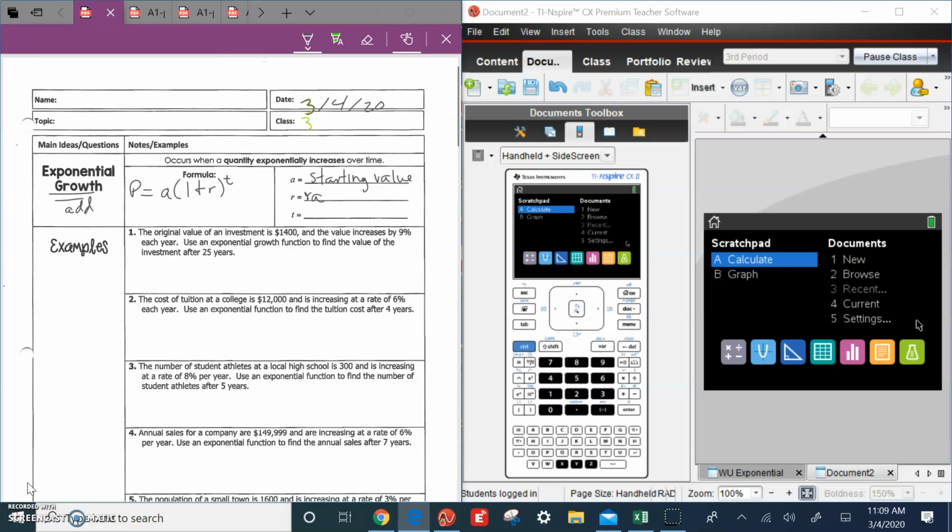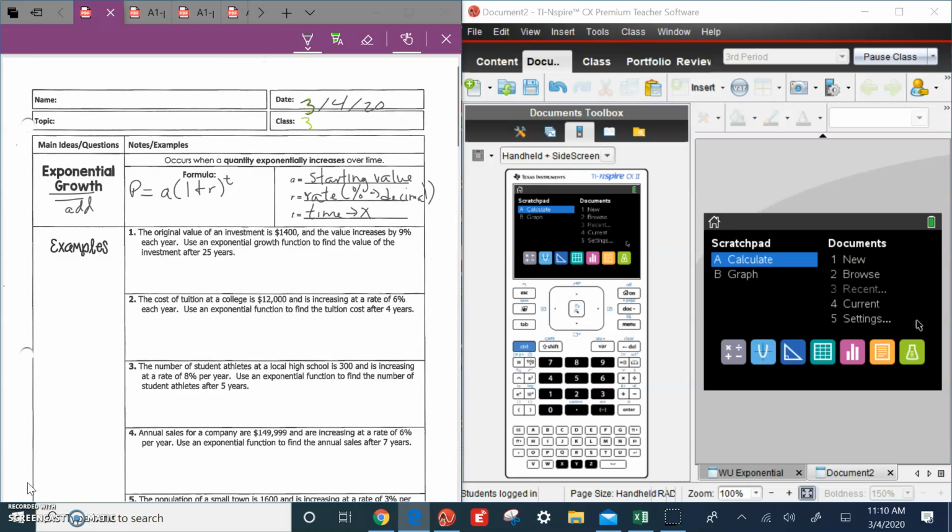R is the rate, and that is going to be usually the percent increase or decrease. Careful though, make sure you change that to a decimal. And T is going to be time, which in our equation is our x, which is our exponent. And remember, x is independent and time is always the independent variable. All right, so let's look at the scenario.